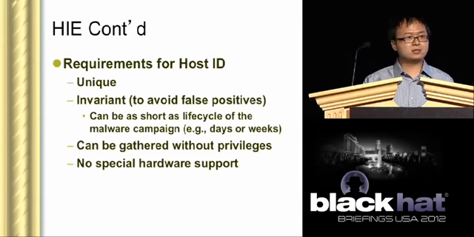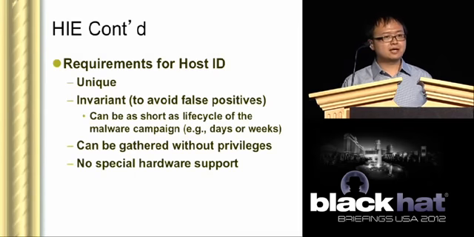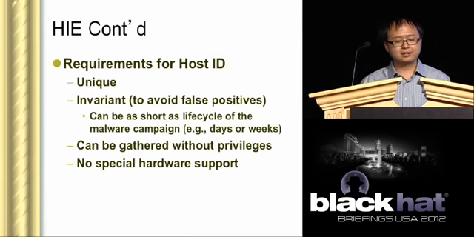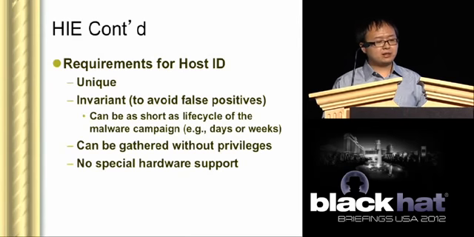Here is the list we think can be used as the host identifier, and the target is the Windows platform. The first piece of information is a subset of the process environment block. More specifically, we're going to use username, computer name, and CPU identifier. The second piece of information we're going to use is the MAC address.